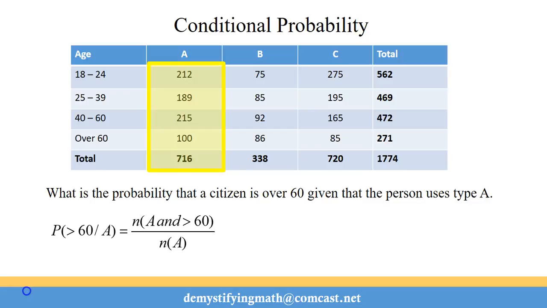So we have 100 still as our intersection of A and over 60, but we have 716 as our possible outcomes, our total possibles. So it's 100 over 716, or 25 over 179 in lowest terms.